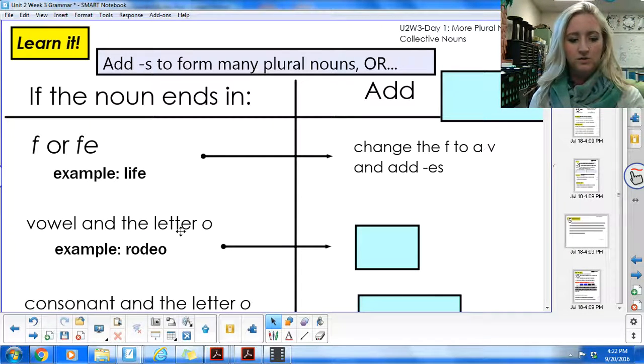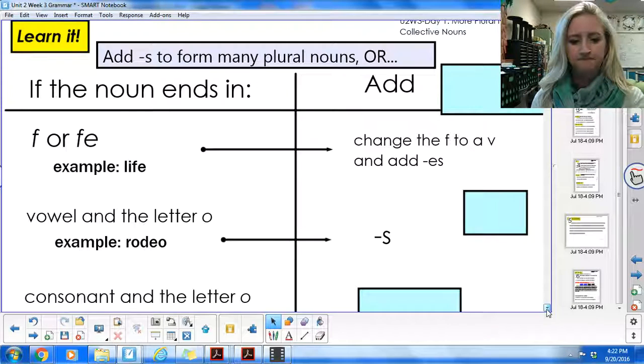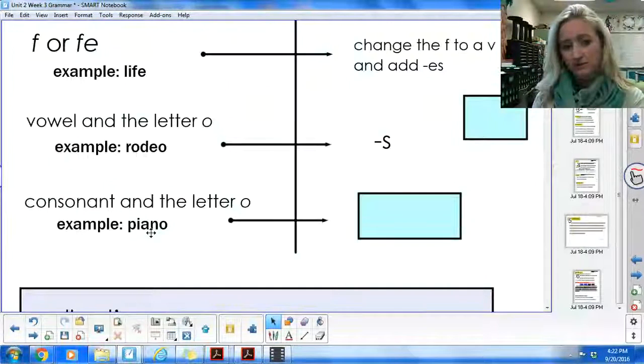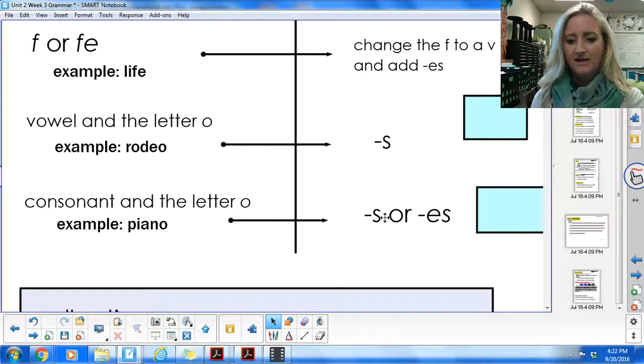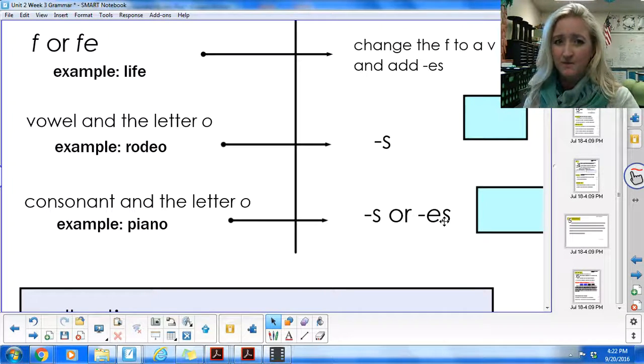You have words that end with a vowel and the letter O, like rodeo. And on those, you just get to add an S. Rodeos, put an S at the end. And if we have a consonant and an O, so a letter that's not a vowel, like N here in piano, followed by an O, they get an S, sometimes an ES. You got to watch out for those. That might be ones to look up in the dictionary if you're not sure.